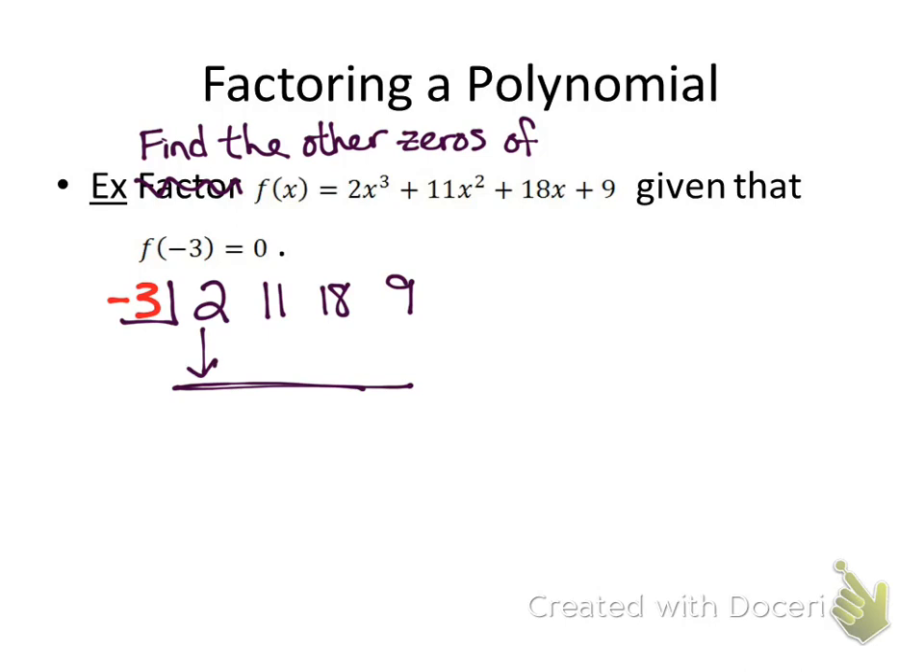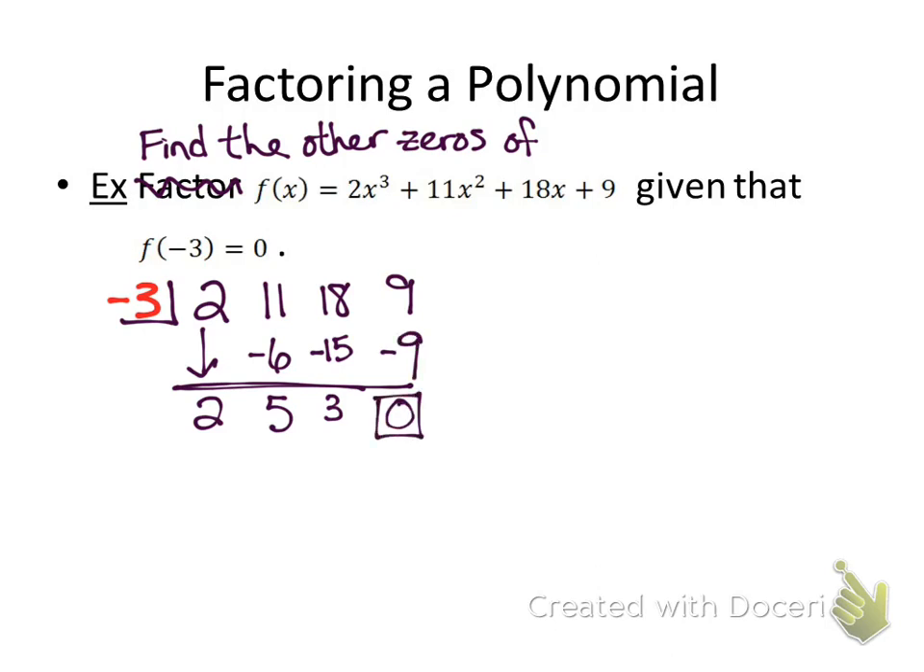So you bring down your first term. And then we're going to multiply anything below this line by the boxed number and write it in the next column. So we get -6 when we multiply 2 times -3. We write it below the 11. After multiplying, we're going to add. Then we multiply, write it in the next column, and then we add. So multiply, write it in the next column, and add.